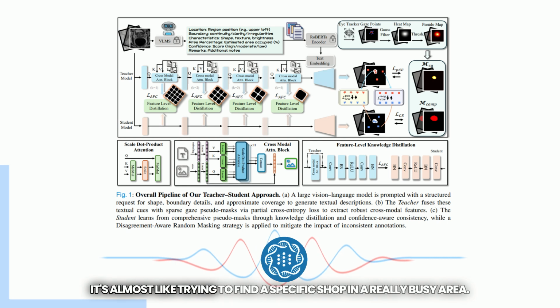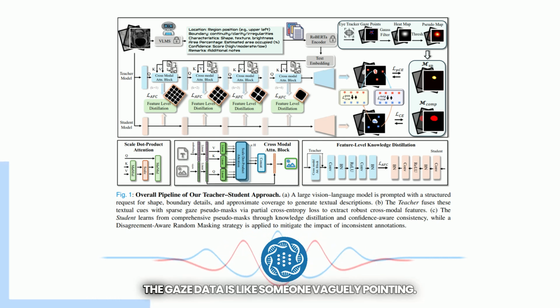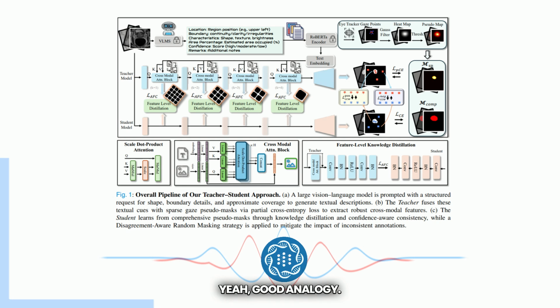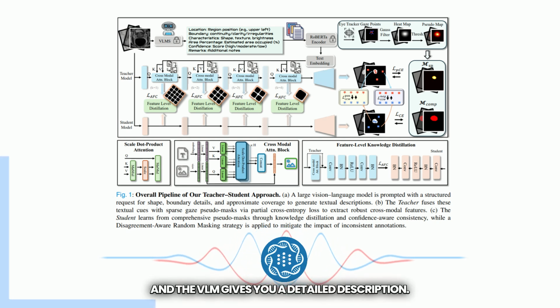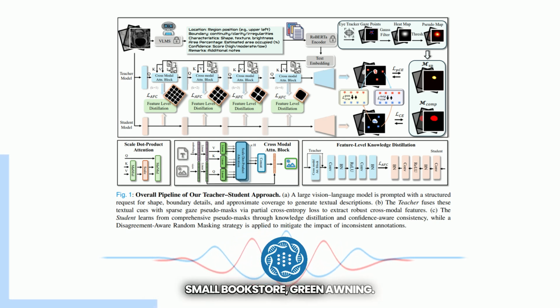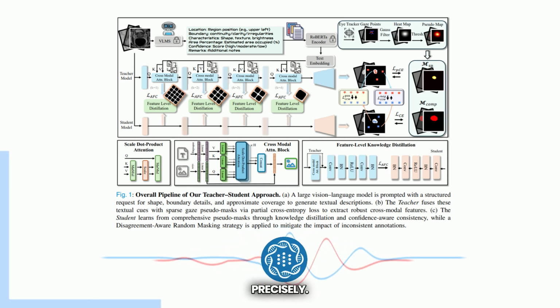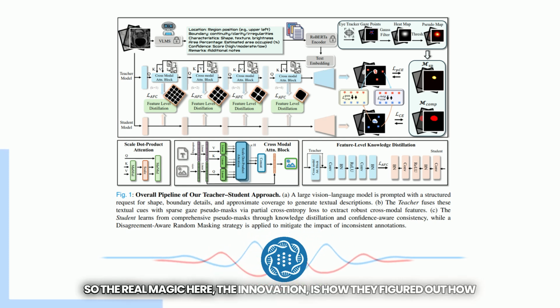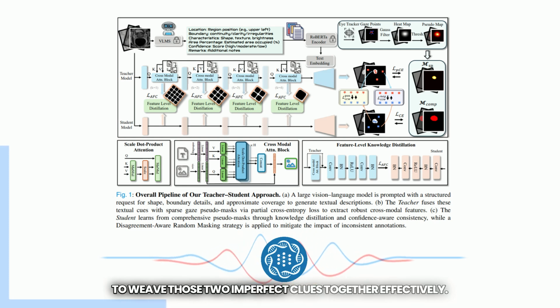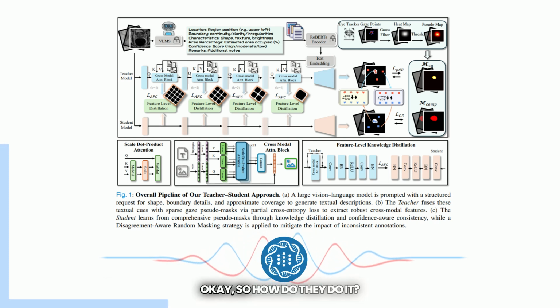It's almost like trying to find a specific shop in a really busy area. The gaze data is like someone vaguely pointing, it's kind of over there. Good analogy. And the VLM gives you a detailed description, small bookstore, green awning, but you still don't know exactly which building it is on the street. Precisely. So the real magic here, the innovation, is how they figured out how to weave those two imperfect clues together effectively.